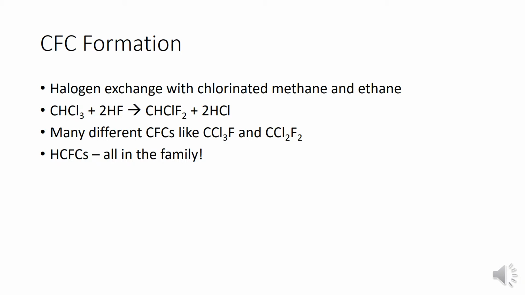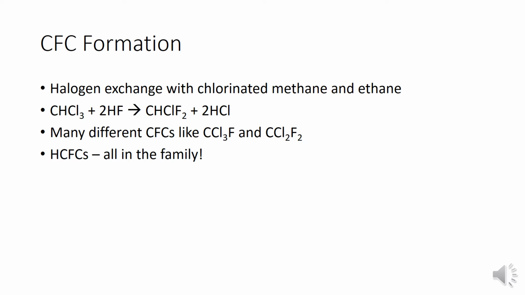But exactly how do CFCs degrade ozone? We must examine the structure as well as the process of its production to truly know. CFCs and HCFCs are normally produced by exchanging the halogens of the reactants, such as chlorinated methane and ethane. The given reaction shows the creation of an HCFC from chloroform. There are many different combinations of CFCs, such as CCl3F or CCl2F2, and the closely related HCFCs, which are used for similar purposes and similarly affect ozone.